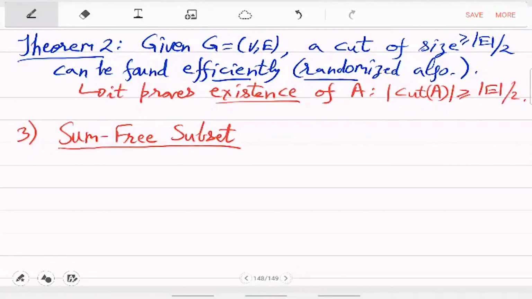So, here, I think I already mentioned this when we started the course. We want to show that for any set containing n integers, you can find a subset which is large and which does not have equations like a plus b equal to c. Okay, so, subsets that are sum free.